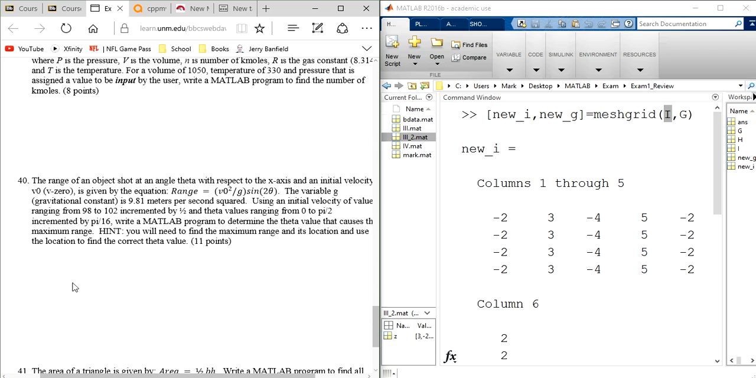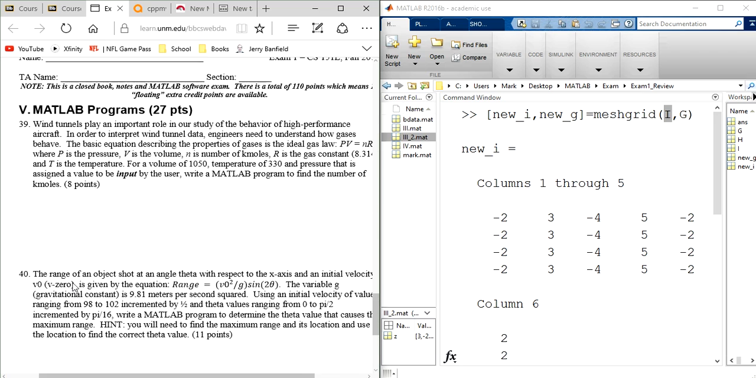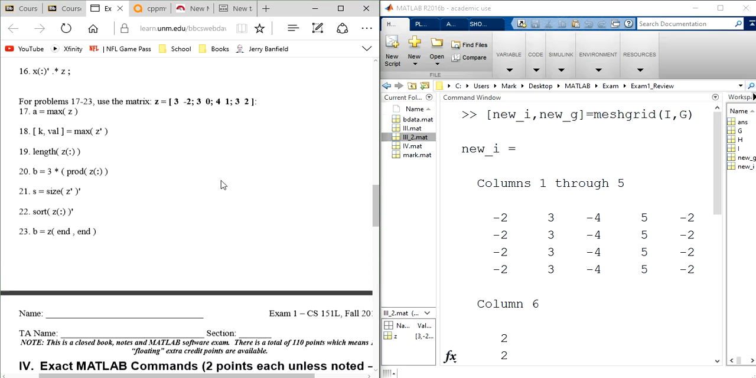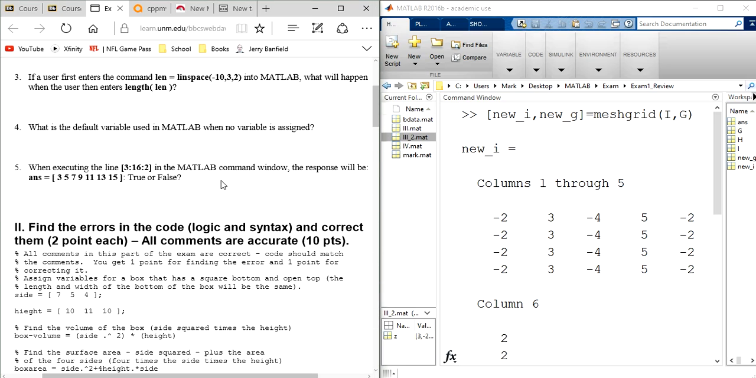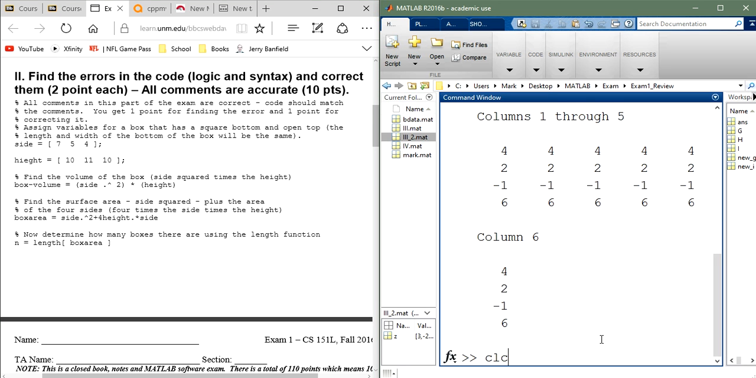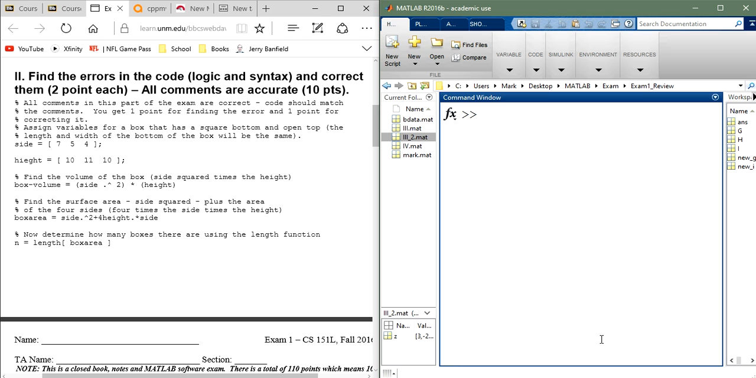As for 39, 40, and 41, I will be doing that in my office hours along with finding the error. So please come and visit me or try it yourself, and then if you can't figure it out, come see me. My office hours are Friday.